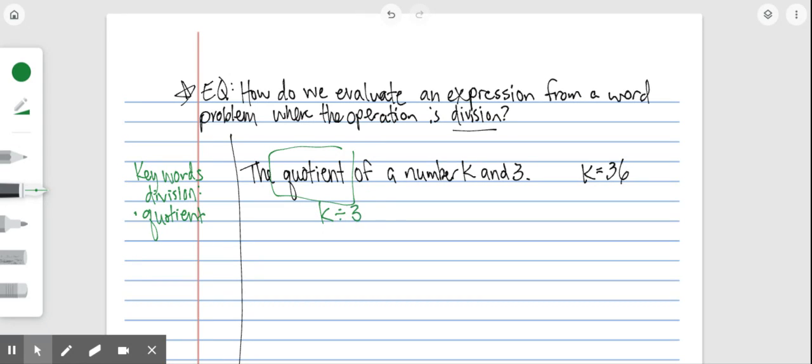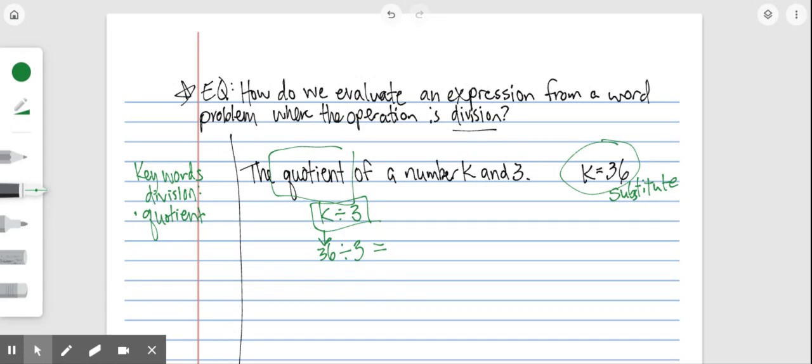Remember, because I don't have the word than or from, the order stays the exact same as how it was in the original. Okay. But now I have this k equals 36, so I can substitute to find the total answer. Substitute. So instead of a k, I'm going to write 36 divided by 3.